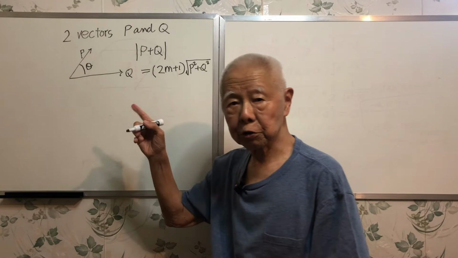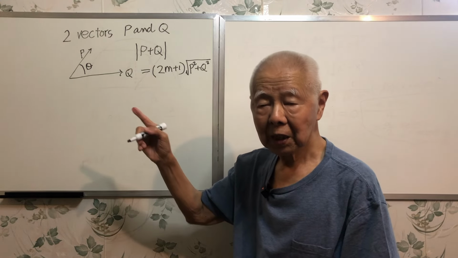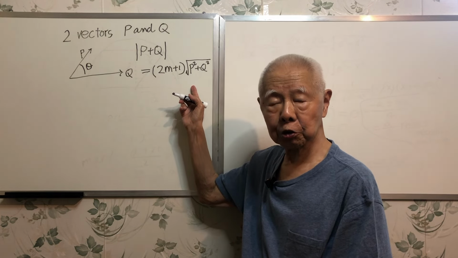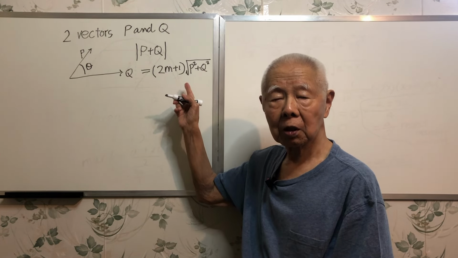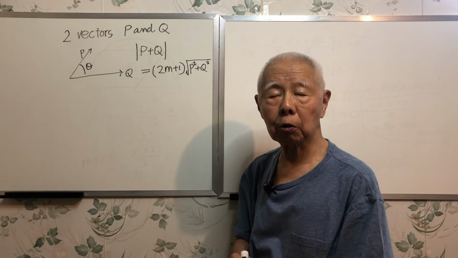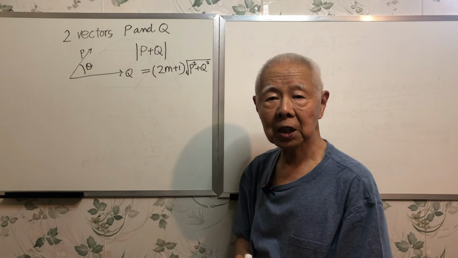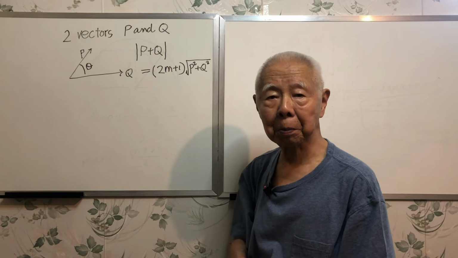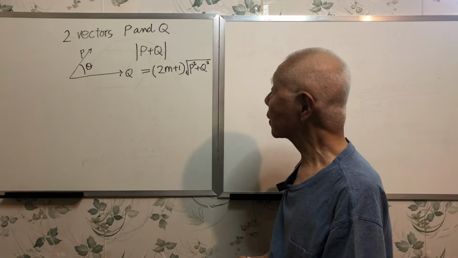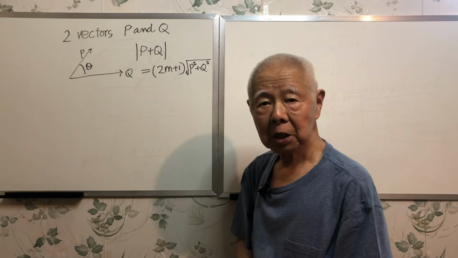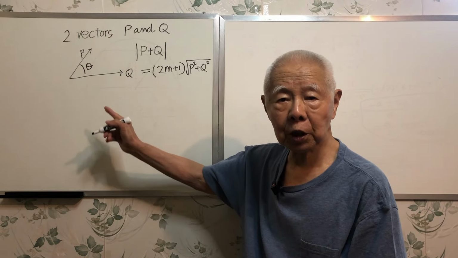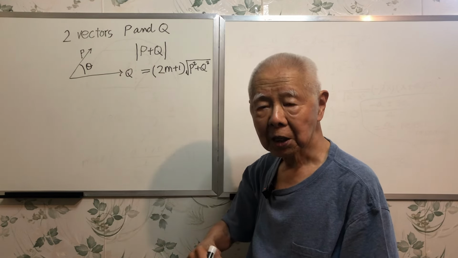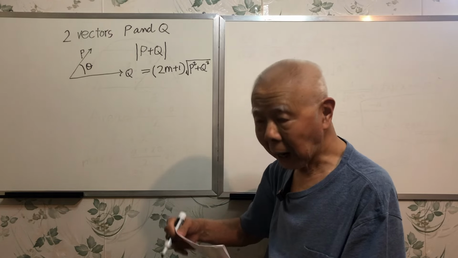The resultant of the two vectors has this magnitude. Inside the square root, the P and Q also mean the magnitude of P and the magnitude of Q. The whole thing is the magnitude. Now, next, if I change the angle between P and Q, and the angle now becomes 90 minus theta.